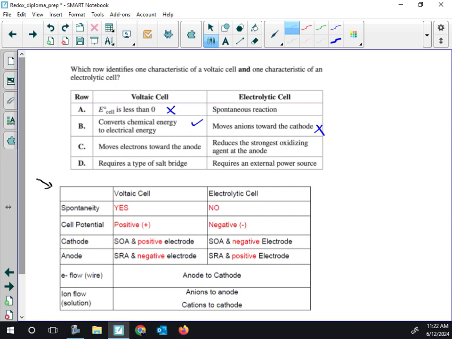C moves electrons towards the anode. No, they flow from the anode. So that one doesn't look good. The bottom one requires a salt bridge, mostly true, and requires an external power supply. That works. So this is how you're going to get tested on the similarities and differences. They could ask you for similarity or difference, including drawings.